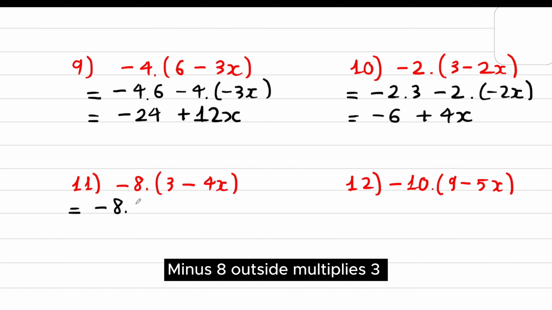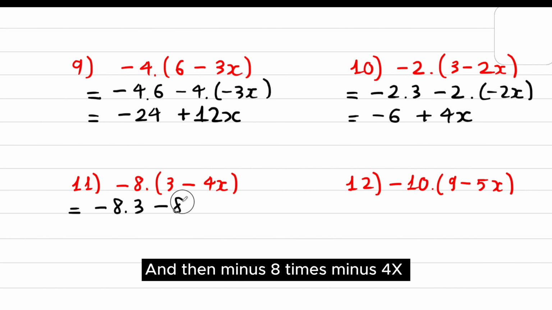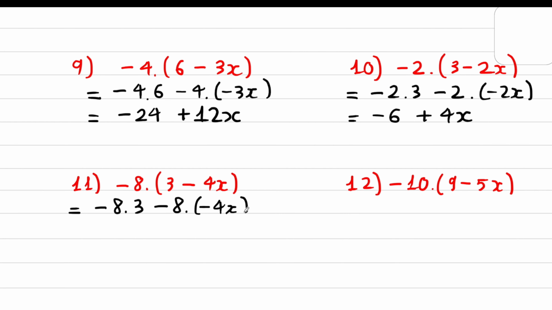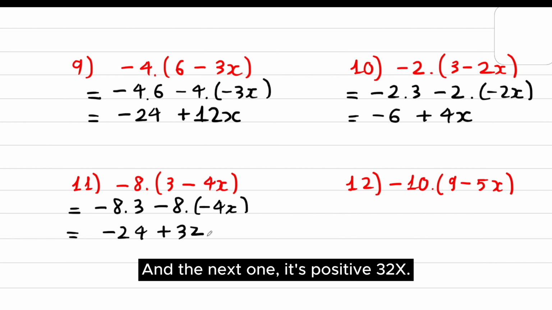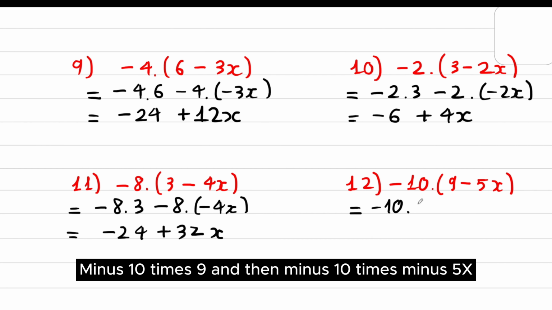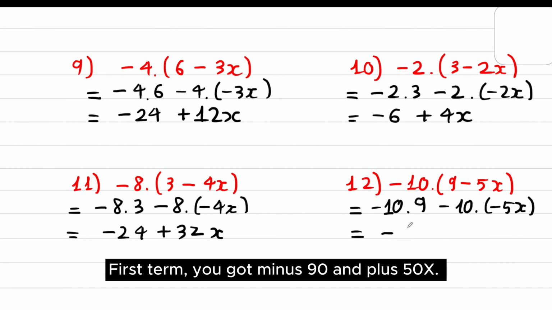Question 11. Minus 8 outside multiplies 3 and then minus 8 times minus 4x like this. First term minus 24, very easy. And the next one, this is positive 32x. Okay, for this one minus 10 times x and then minus 10 times minus 5x. First term you get minus 10x and plus 50x.